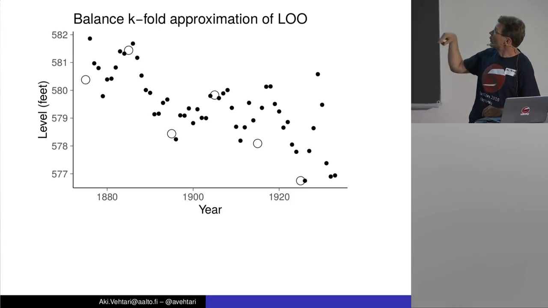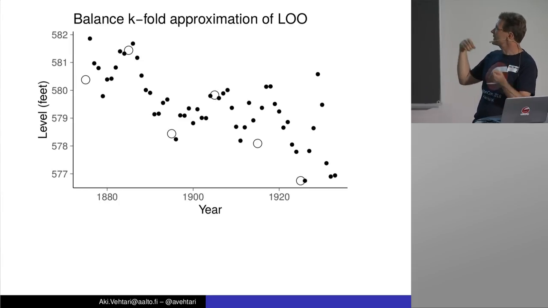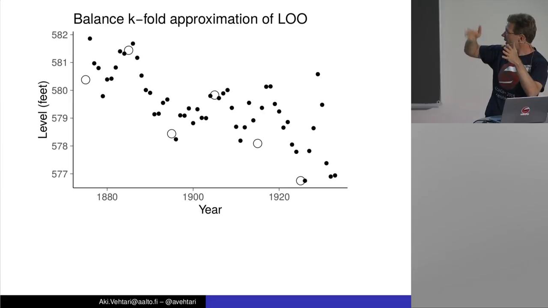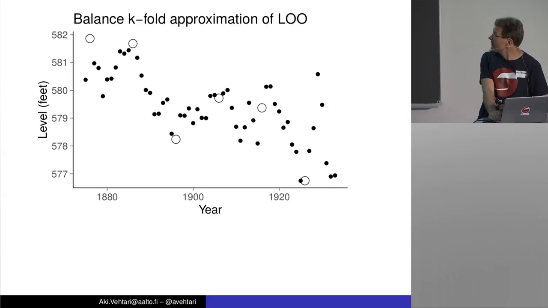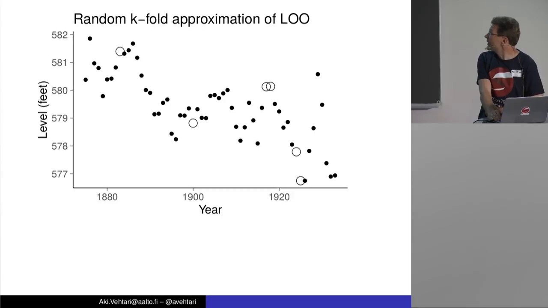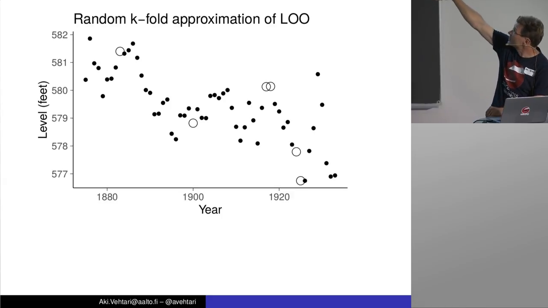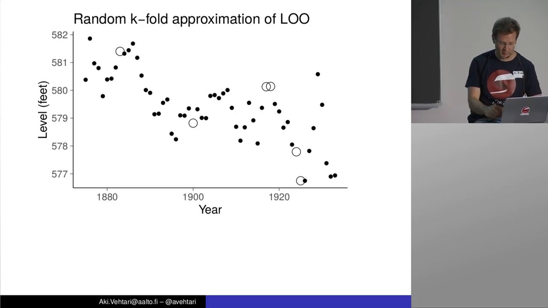If we approximate LOO, we should do it like this: we assume that the left-out points are not dependent on each other, and we spread evenly which ones we leave out. Then in the next iteration we leave other ones out, and we go through the data like that. If we did this randomly, there's a danger that some of the left-out points are near each other, and then we are doing more extrapolation than we wanted in LOO.